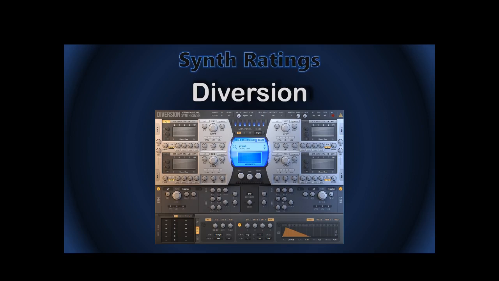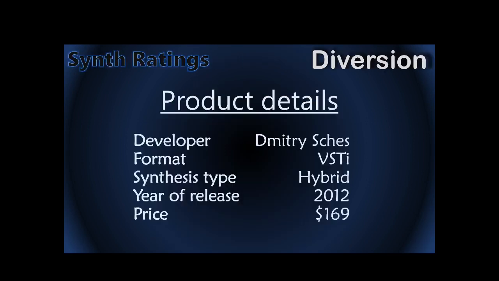Hello everyone, welcome to a synth ratings video where we are looking at Diversion by Dmitry Sches. This is a VST instrument that was released in 2012. The price is $169. It's currently on sale for the next few days until October 15th, so if you're watching this video right away, then make sure you check it out before the sale ends.